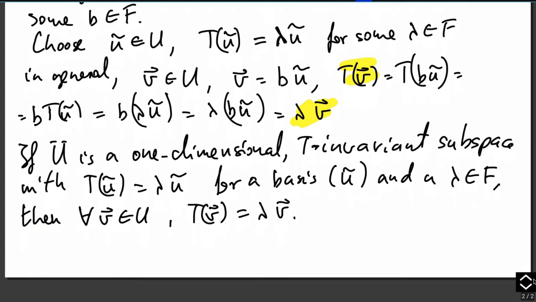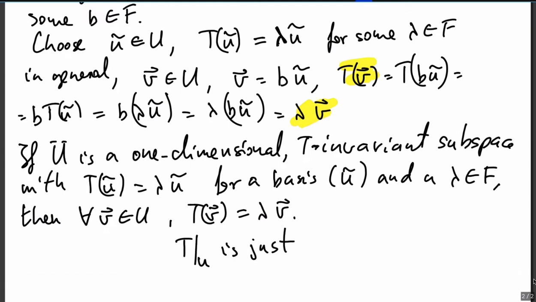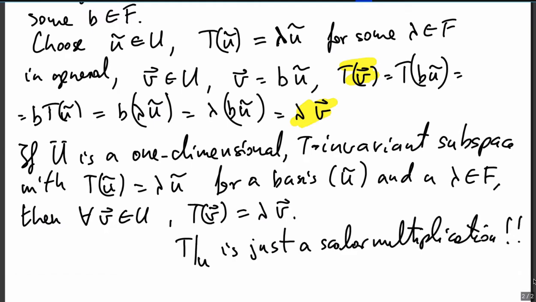So the fantastic thing about the one-dimensional T invariant subspace is that T is just a multiplication on this subspace U. So that's the huge thing: when you look at one-dimensional T invariant subspaces, on those the linear operator is just a scalar multiplication, which is very simple. Think about, for example, differentiation and integration and other complicated linear transformations we looked at before. They all can be reduced to a scalar multiplication on one-dimensional T invariant subspaces.